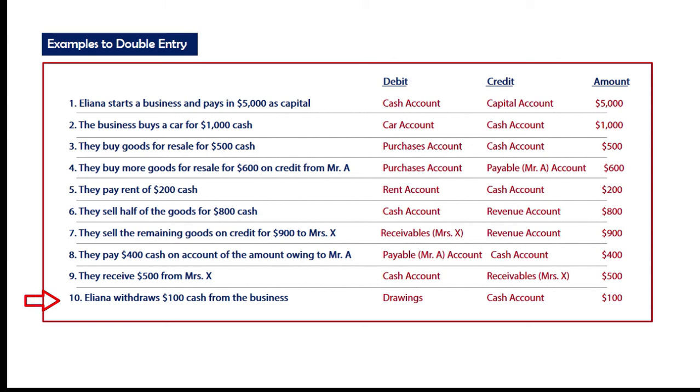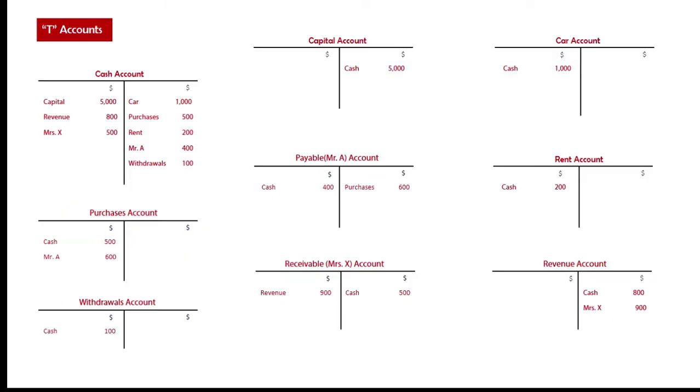The last example, we have to debit the drawings account and credit the cash account. We have to open a new account for the drawings. Let's do so. We open the drawings account, debit it in the name of cash for $100, go up to the cash account and credit it in the name of what? Withdrawals account for the same $100. So this is how we enter transactions in accounting.